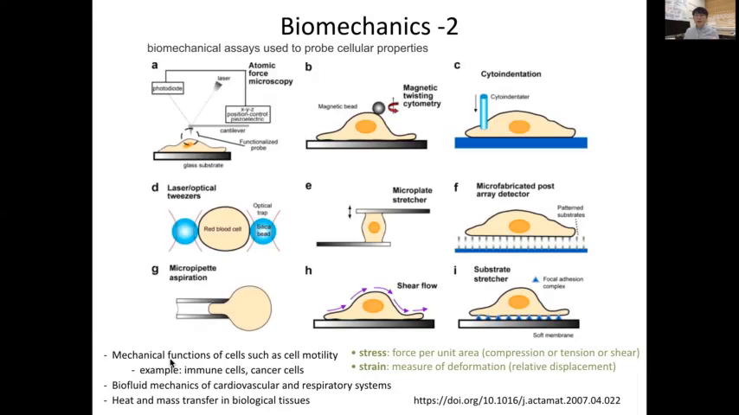Another example of biomechanics is biofluid mechanics of the cardiovascular and respiratory systems. In some ways, our body, especially cardiovascular and respiratory function, is very much mechanical too. At the same time, we also consider heat and mass transfer in biological tissues. So let's go back to the basics of biomechanics.